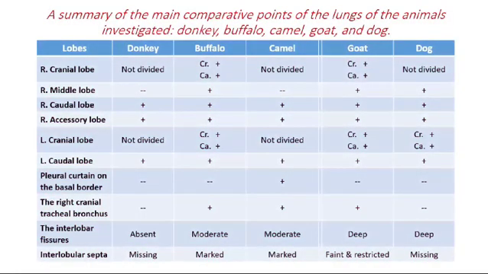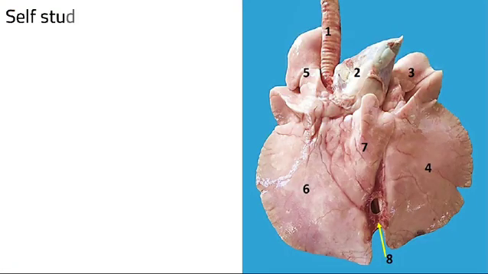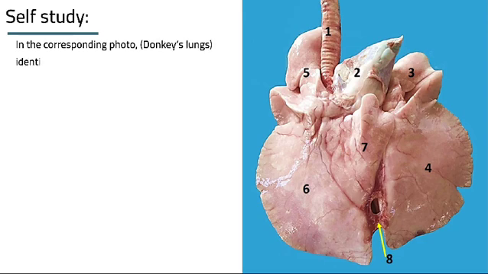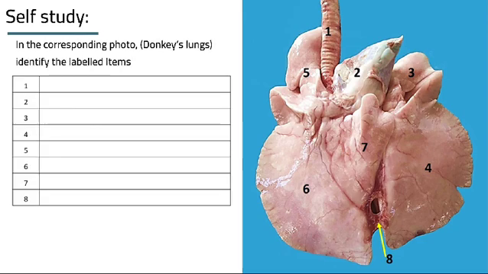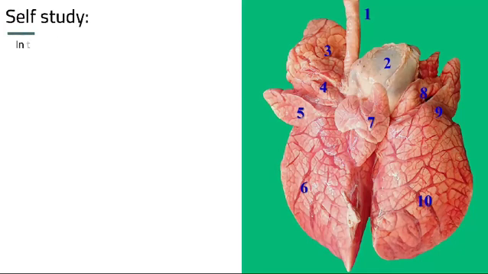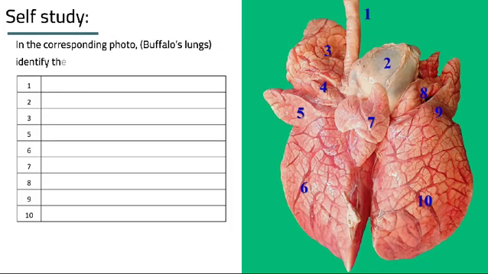A summary of the main comparative points of the lungs of the animals investigated: donkey, buffalo, camel, goat, and dog. Self-study. In the corresponding photo, donkey's lungs, identify the labeled items. Self-study. In the corresponding photo, buffalo's lungs, identify the labeled items.